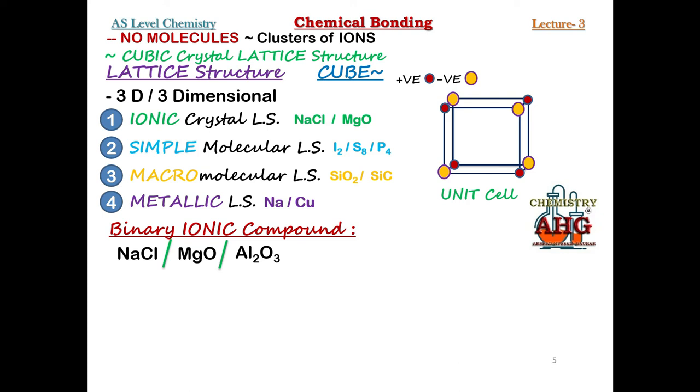So you must remember now how to sketch the cubic crystal lattice structure. I am going to give you an example for two of these three compounds. Suppose we start with NaCl. This is one positive ion. On its 6 sides there must be negative chloride ions.